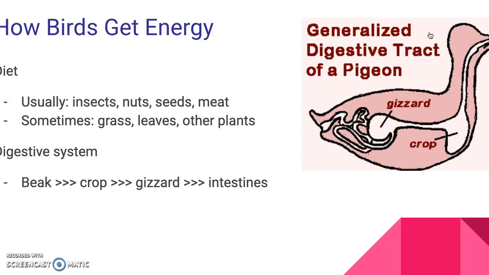But the beak is unable to chew the food. So the food first gets stored in the crop of the bird until it goes down to the gizzard of the bird. And the gizzard is where there are little stones. And those stones do the same thing that our teeth do with your food, where they crush it up into small bits that can then be digested in the intestines.